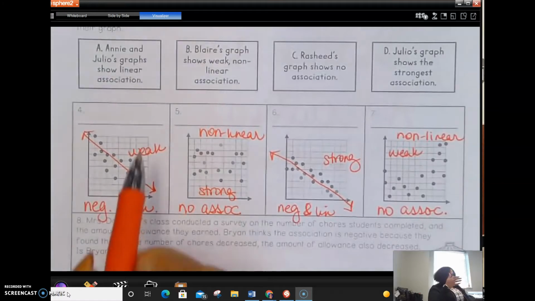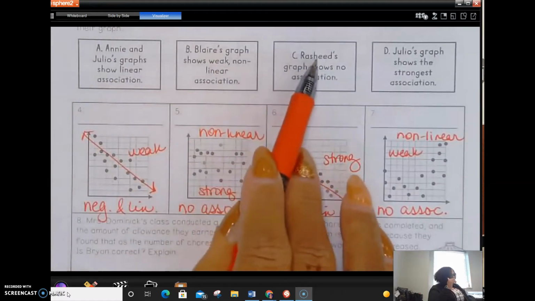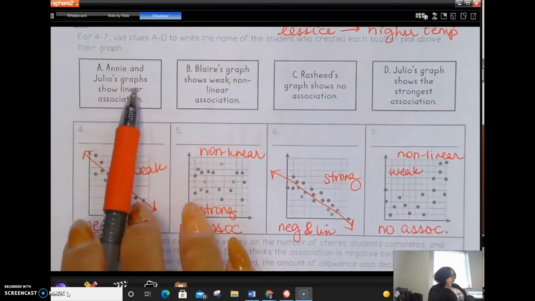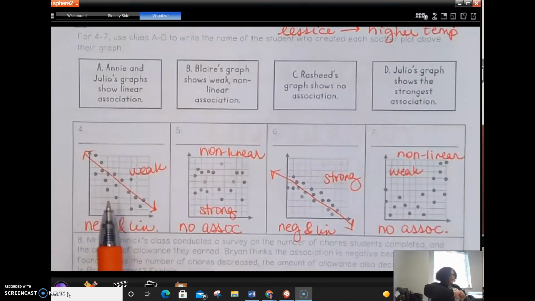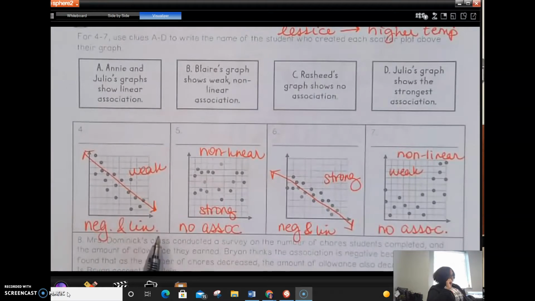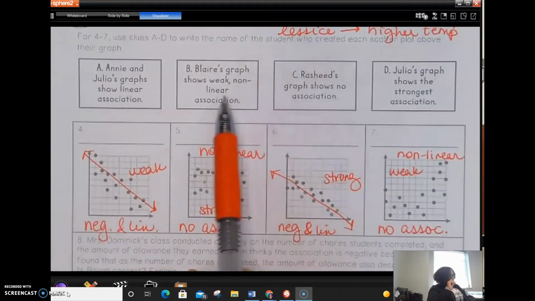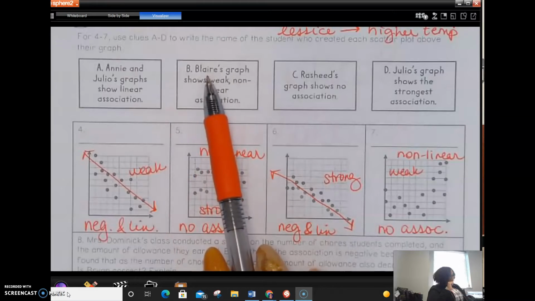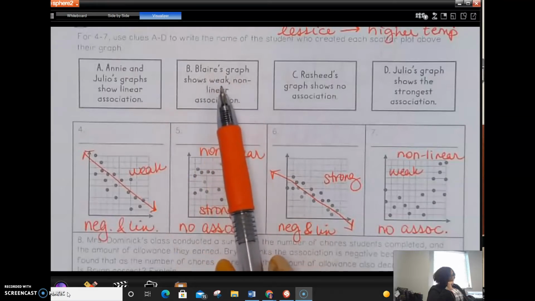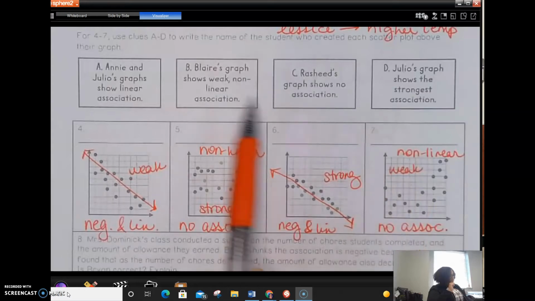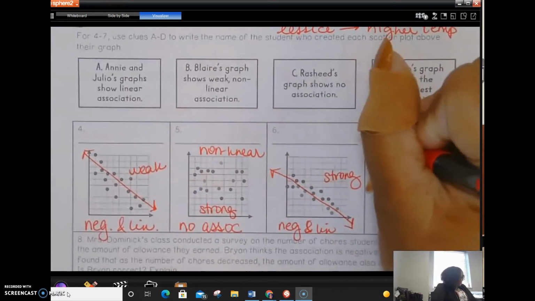So now let's read about Annie and Julio, Blair, Rashid, and Julio again. So Annie and Julio's graphs show linear association. So that's either 4 or 6. Let's talk about another one that has linear because I'm not sure where to place it. B, Blair's graph shows weak nonlinear association. So this is weak and this is nonlinear. So Blair is last for sure.